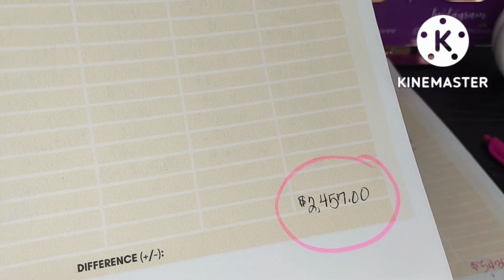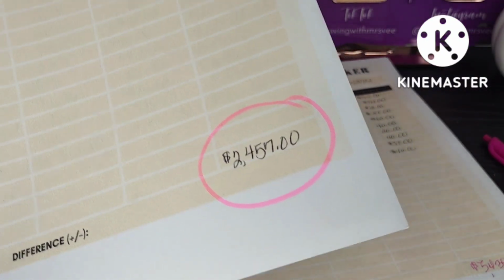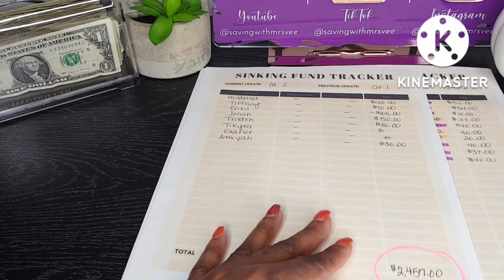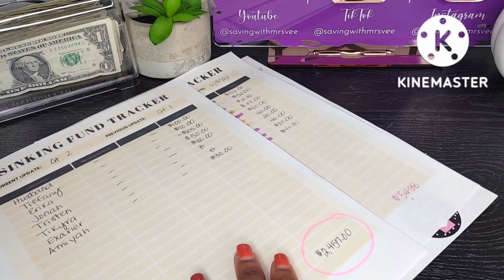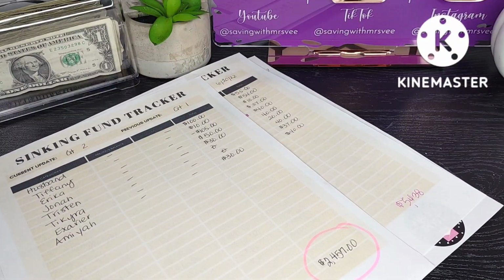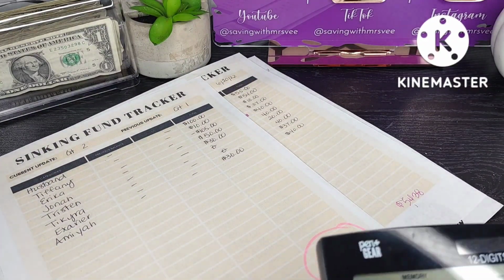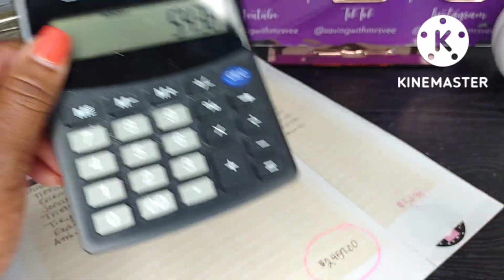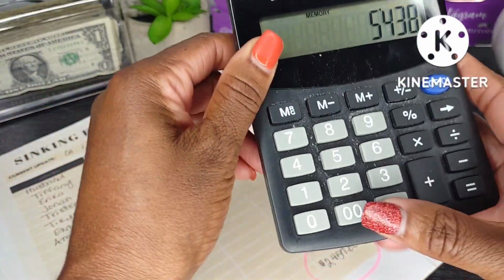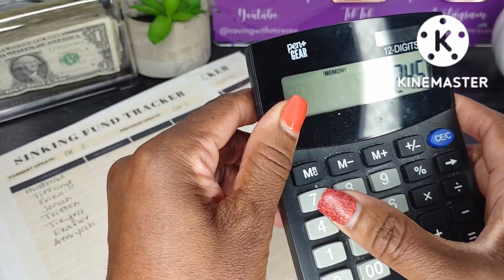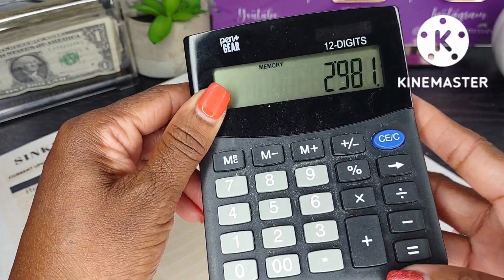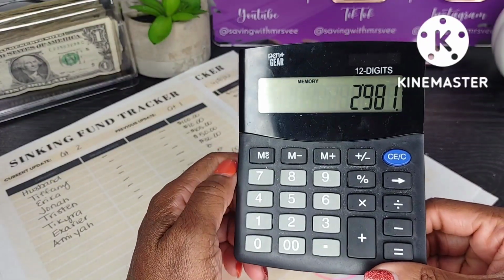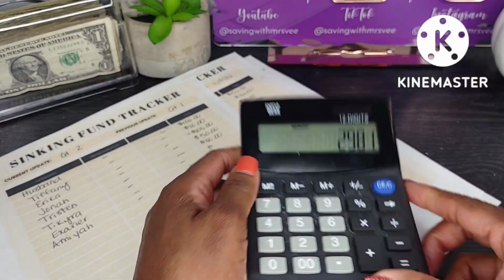So if we take that $5,438 and subtract $2,457, that'll tell me the difference, the amount that I've saved in 3 months from quarter two to quarter three. So let's do that now. So I just leave that 5,438 on there and just subtract 2,457. So I was able to save $2,981 amongst all my sinking funds.